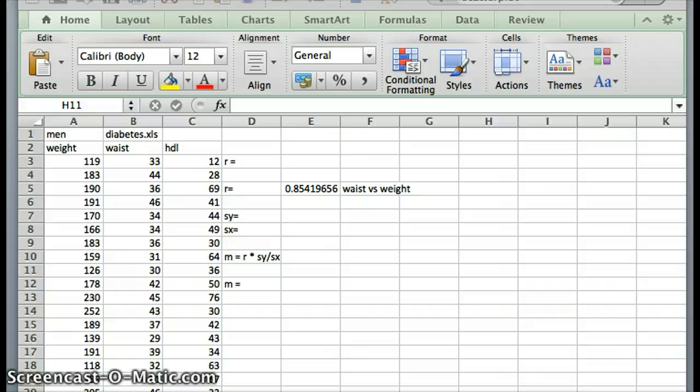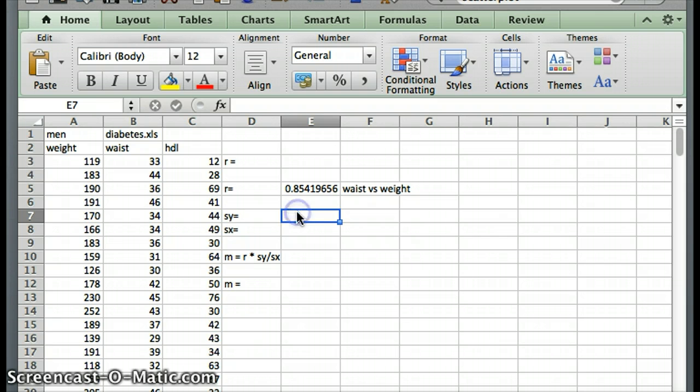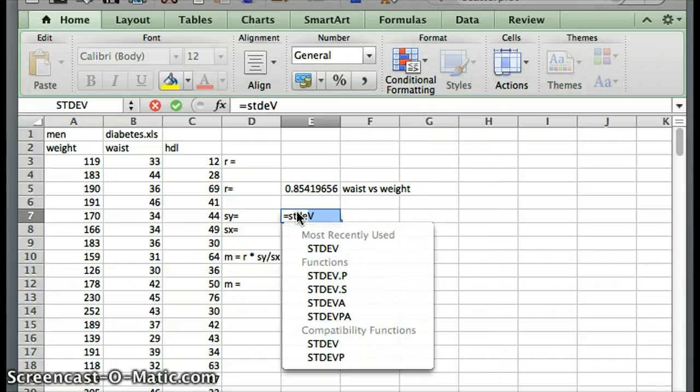So this is the data that we looked at in the last video. And we're interested in the correlation between waist size and weight. So we're going to call the weights the x variables. We're going to call the waists the y variables. So I want to get s sub y. s sub y will be the standard deviation of all the y variables, or the waist variables, equals STDEV.